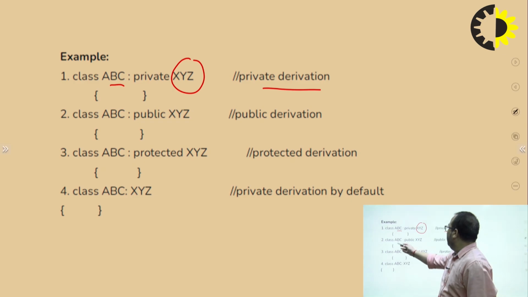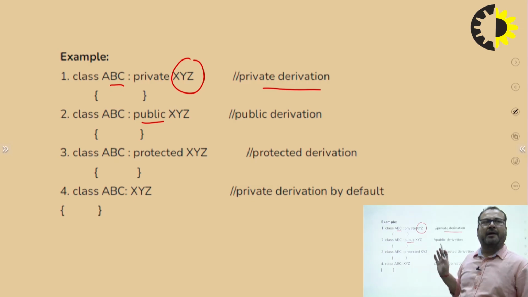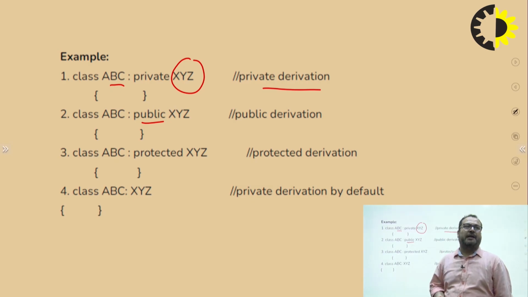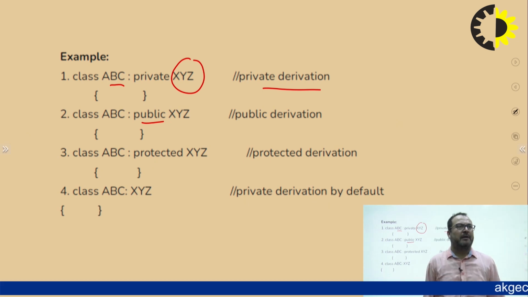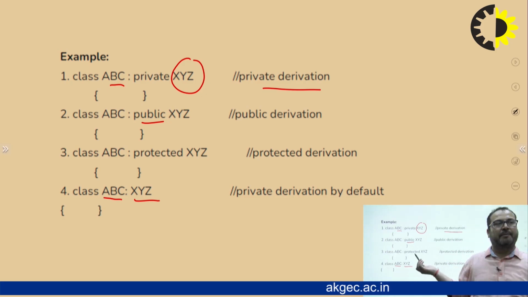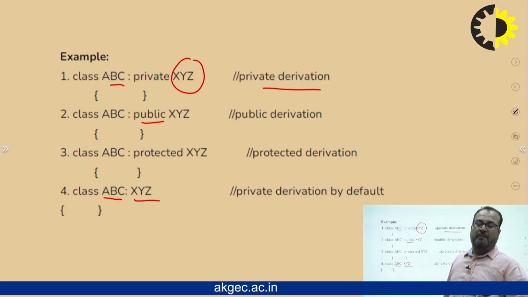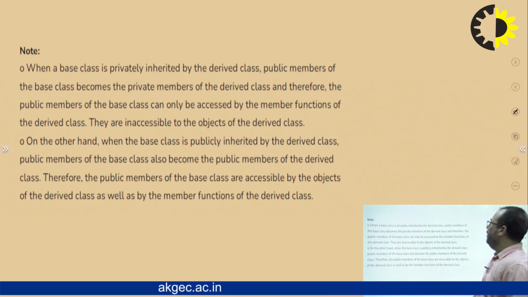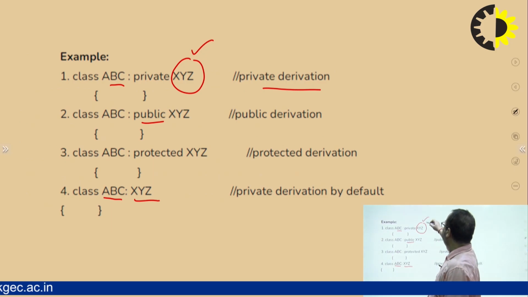Similarly, here we have class ABC and this has public access. XYZ is the base class and ABC is the new class, and there are basically 4 ways you can write it. See here, we have simply written ABC colon XYZ. You have not mentioned private, public or protected, so the compiler by default will assume it is private.